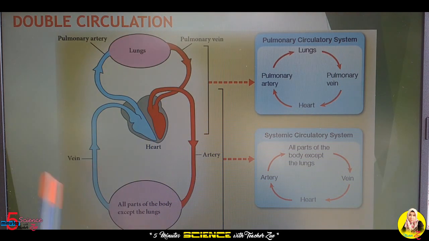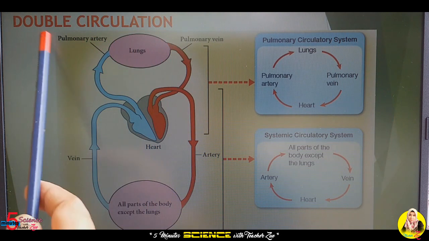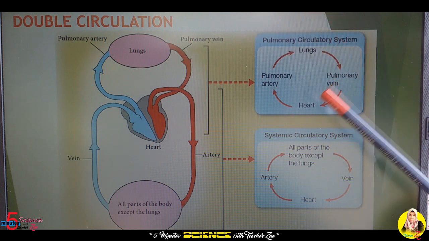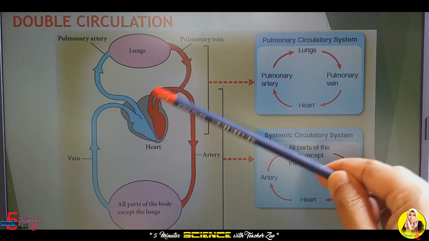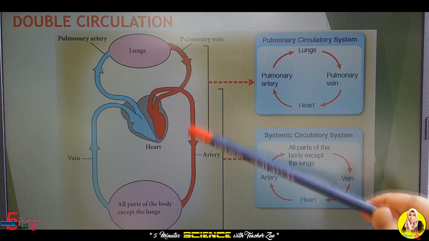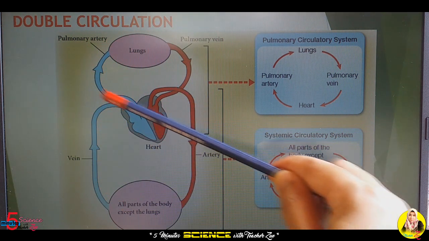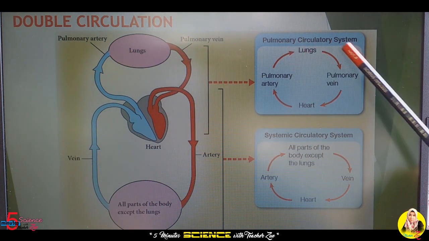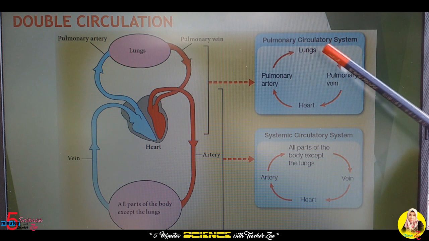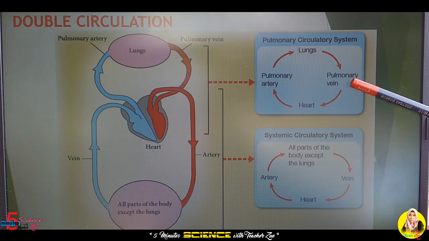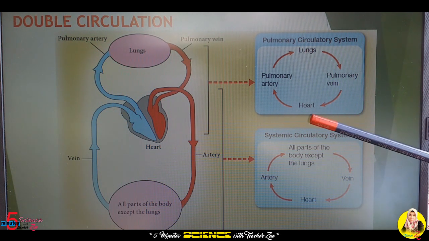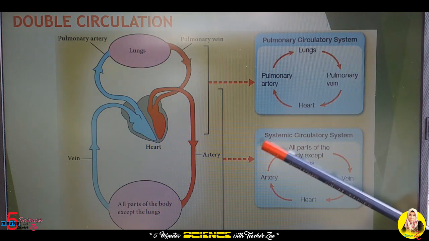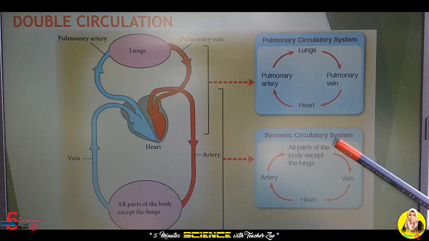Here we have an explanation about double circulation. What is double circulation? It means that the blood flows into the heart twice. First and second, so twice. The first one is the pulmonary circulatory system. It means blood from the lungs comes through the pulmonary vein to the heart and back through the pulmonary artery. This is the first circulation. The second circulation is the systemic circulatory system.